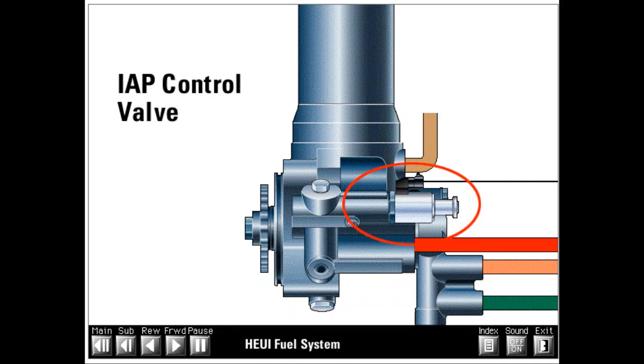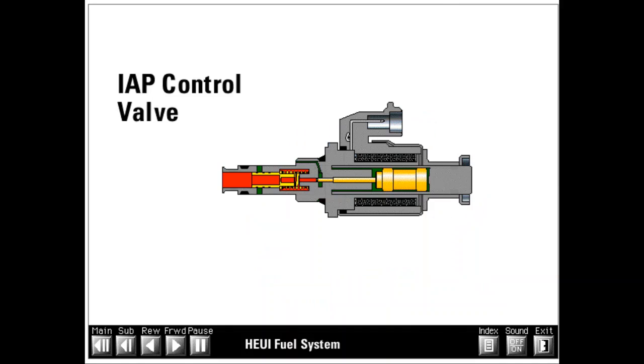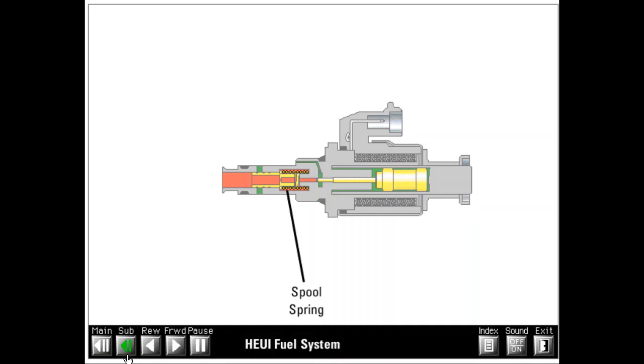The IAP control valve is an electrically controlled, pilot-operated pressure control valve. It maintains selected actuation system pressure regardless of the engine speed, pump flow, and variable oil demand of the injectors. The basic components of the valve are the valve body, spool, spool spring, poppet, pushpin, armature, and the solenoid.